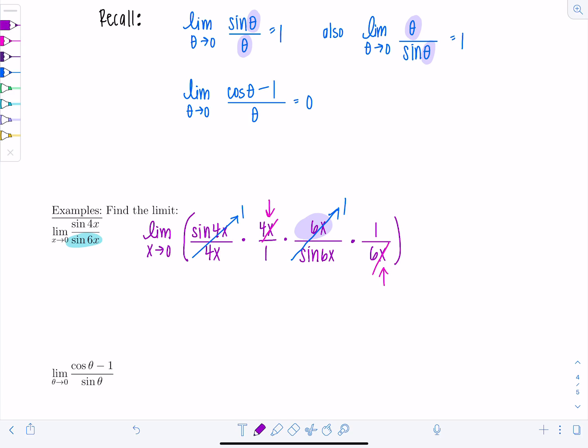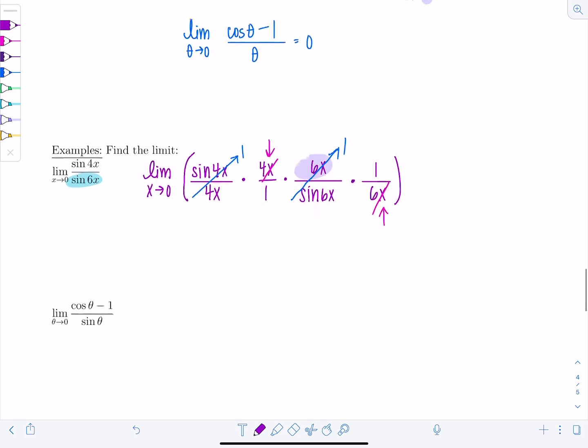So what am I left with after I take this limit? I just have 1 times 4 times 1 times 1/6. So 4 times 1/6, that's 2/3. All right, and I do need to see all this work. Just slapping the answer 2/3 on there doesn't show that you understand anything. So make sure you show all these steps.